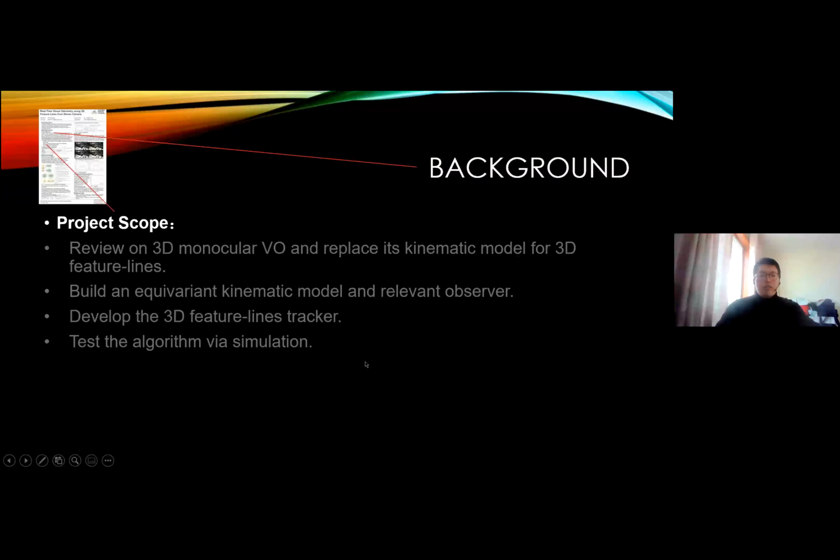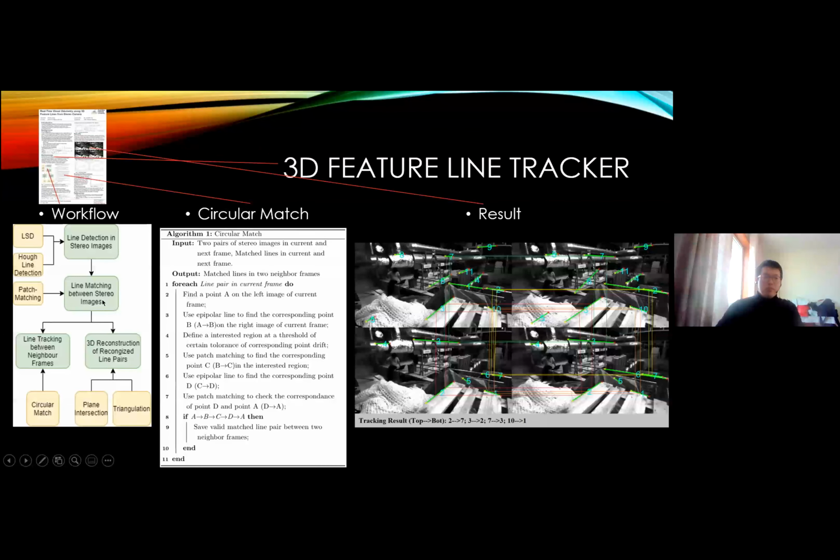So the front end of my visual odometry algorithm is a 3D feature light tracker. As you can tell from the workflow diagram, lights in stereo images are first detected by the LSD, which is a light segment detection, and a Hough light detector, and then those lights are matched by patch matching between stereo images. The core algorithm applied here for the light tracking is called the circular match.